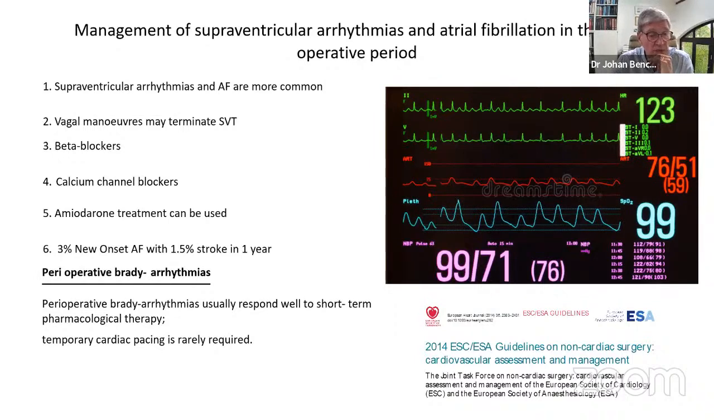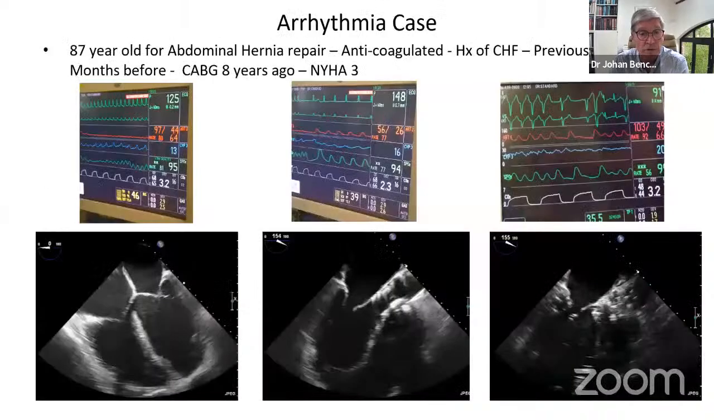The bradyarrhythmias usually respond well to short-term pharmacological therapy, glycopyrrolate or atropine, and you rarely need temporary cardiac pacing. But if you've got a complete block or something, just get the cardiologist to put in temporary pacing wires as quickly as possible, just to look after this heart.